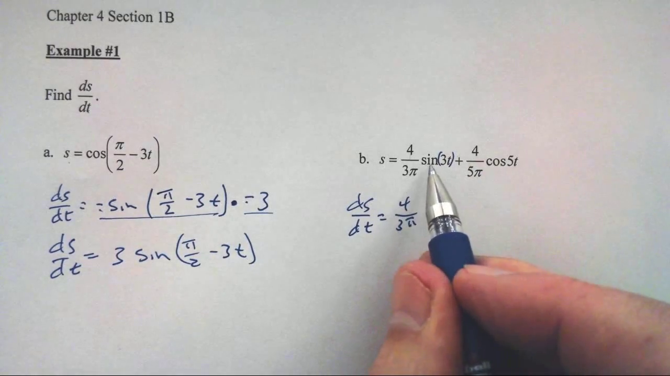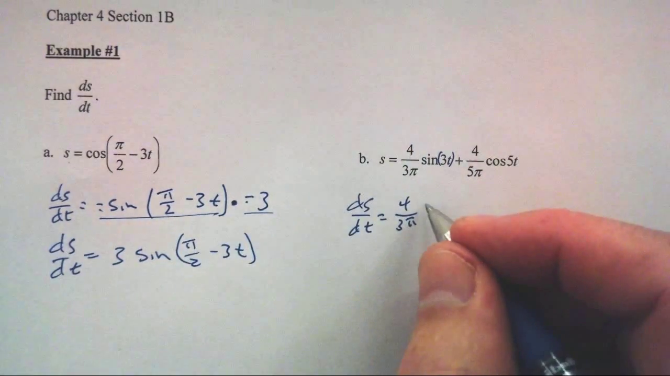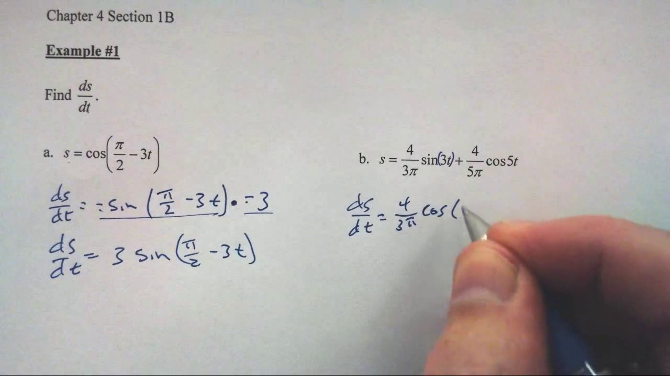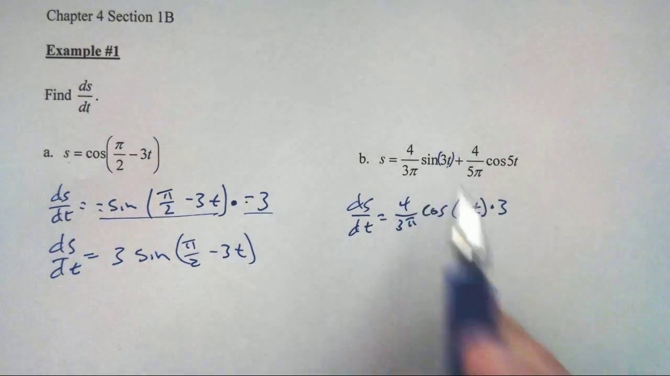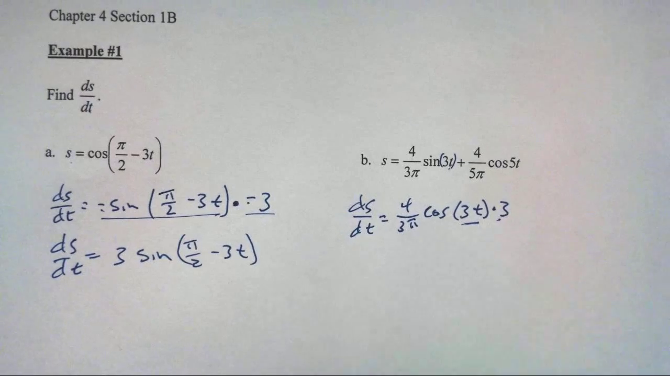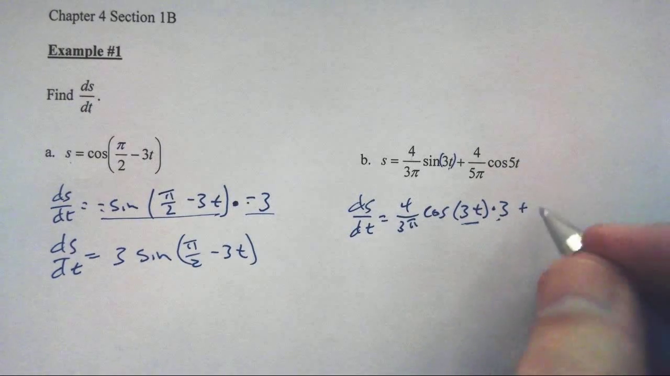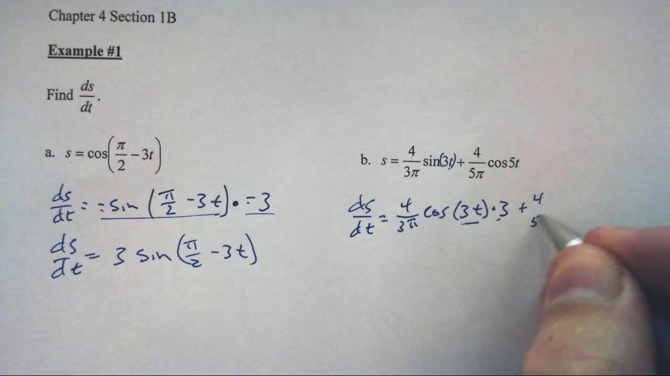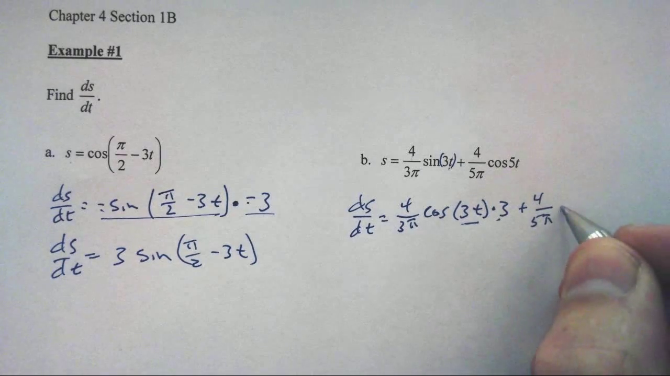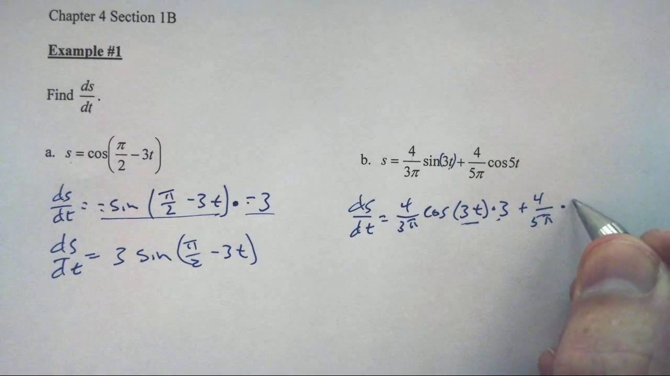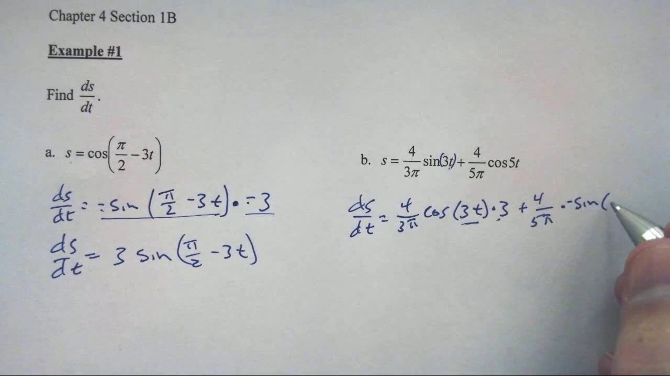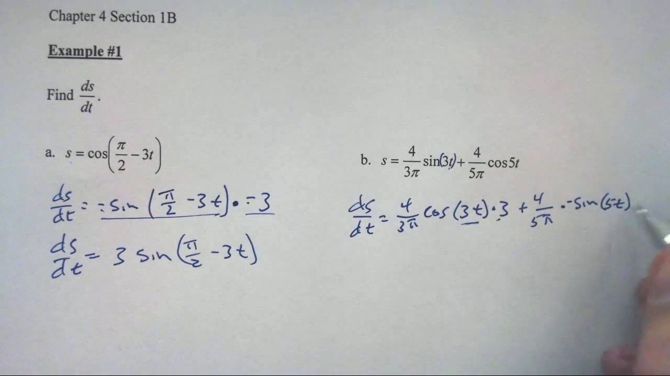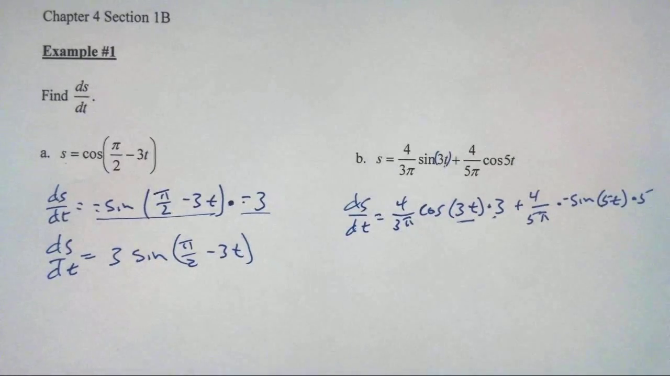Now I have a mother function, sine. Its derivative is cosine of, leave the baby alone, treat the baby. The derivative of 3t is 3. Plus 4/(5 pi) survives, derivative of cosine, negative sine of, leave the baby alone, then treat the baby.